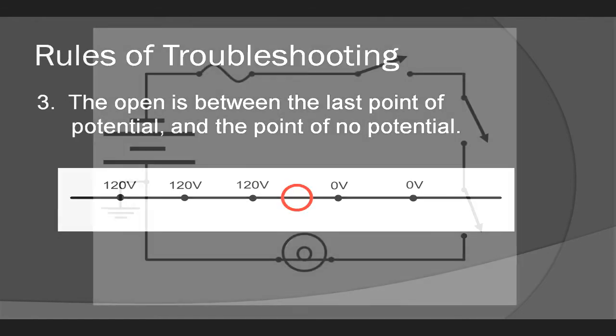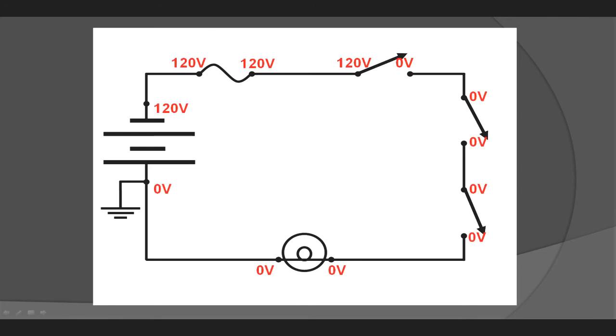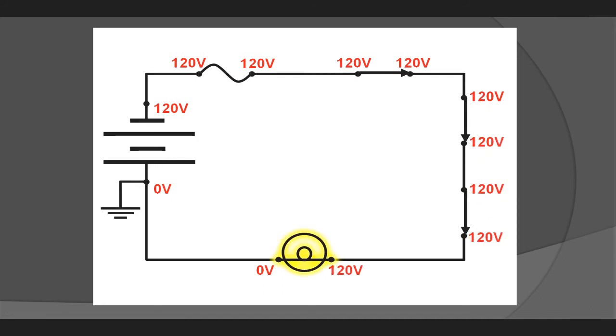So consider this simple circuit, which contains a 120 volts DC battery, a single fuse, 3 single-pole single-throw switches, and a lamp. During normal operation with the switches open, these are the voltages that you will see. Since the first switch is an intentional break in the circuit, the last point of potential is directly upstream of that switch. When we shut the first switch, we see that the last point of potential is now directly upstream of the second switch. With each successive switch, we move the last point of potential toward the load until all of the switches are closed. At that point, the last point of potential will be at the lamp itself.